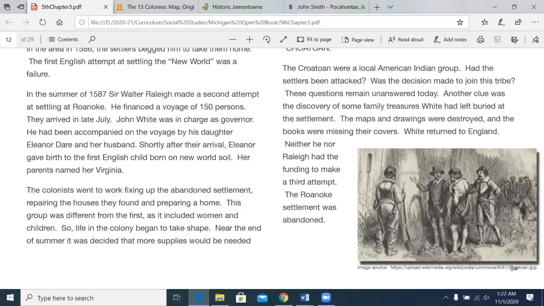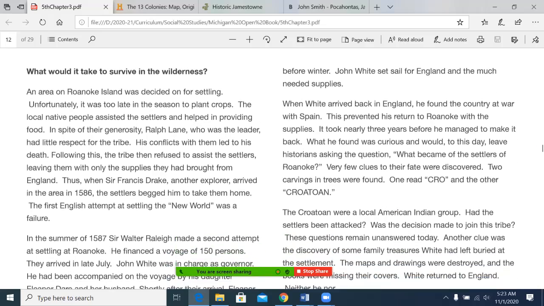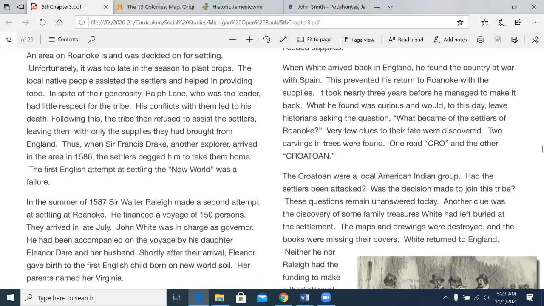Near the end of summer, it was decided that more supplies would be needed before winter. John White set sail for England and the much needed supplies. When White arrived back in England, he found the country at war with Spain. This prevented his return to Roanoke with the supplies. It took nearly 3 years before he managed to make it back.